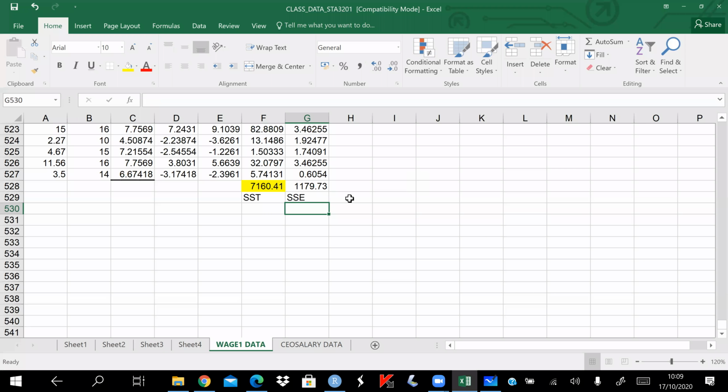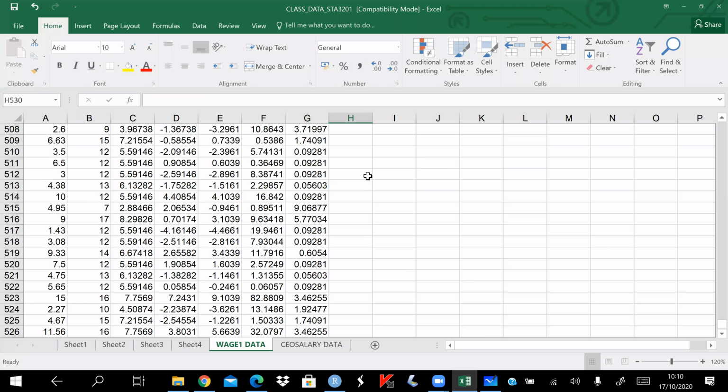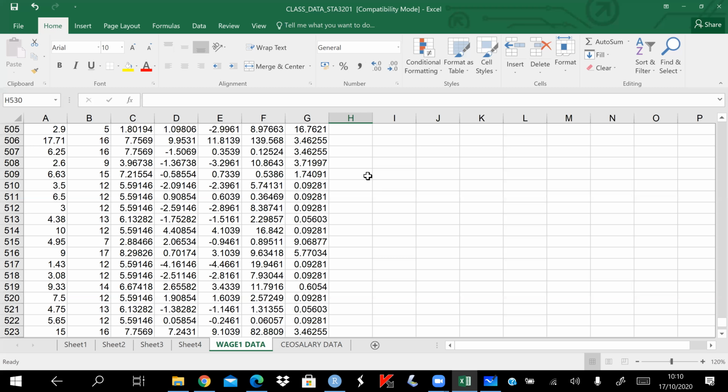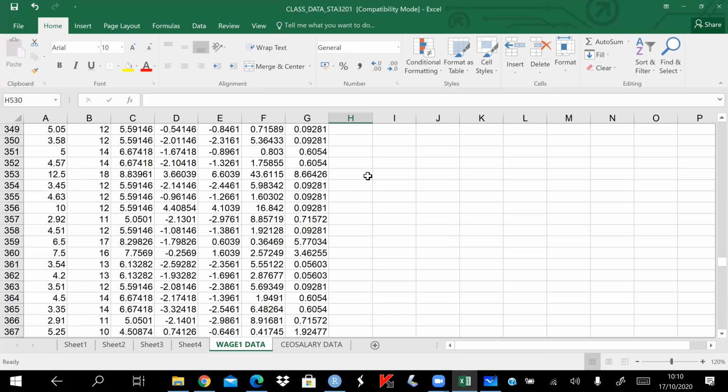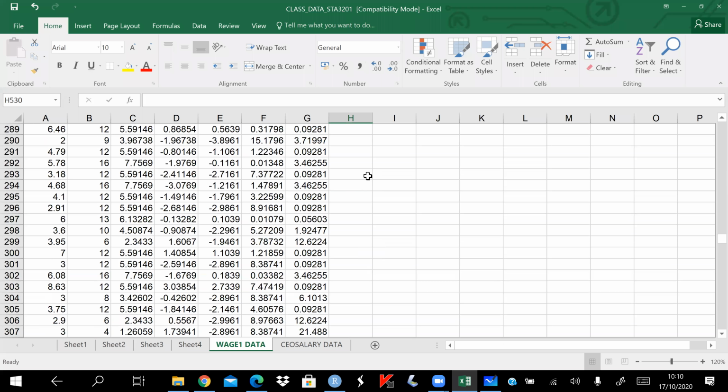So this is the total variation in y, and the model is able to explain this amount of variation. Then we also have now the residual sum of squares. I think I already have it.